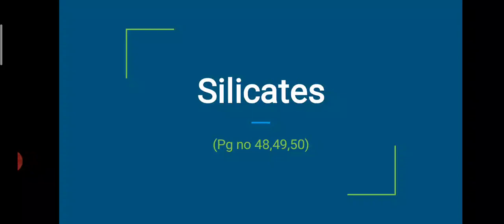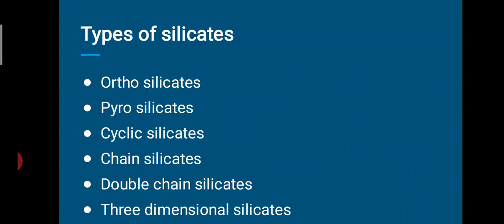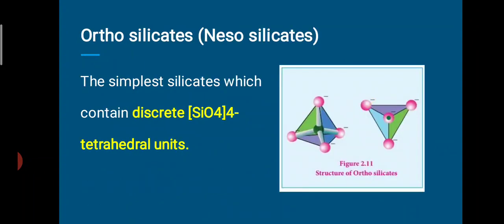So yesterday we saw the preparation, properties and uses of carbon monoxide, carbon dioxide, and silicon tetrachloride in the morning class, and in the afternoon session we saw the silicones and silicates. Under silicates, we saw different types of silicates like ortho, pyro and cyclic. Today we are going to discuss in detail about chain silicates, double chain silicates, three-dimensional silicates and finally zeolites. So quickly we'll go through them one by one.